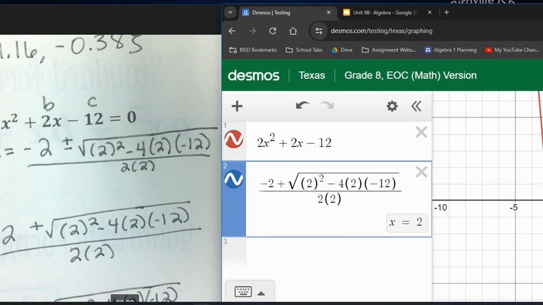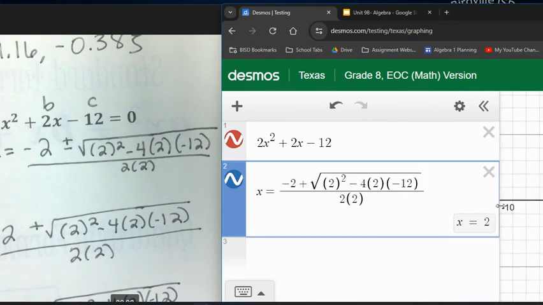Go ahead and do that 2x squared plus 2x minus 12 first. Then put in x equals. Sorry, you can't see it, but make sure you put in x equals on here. You can't see mine because it, there we go. Now you can see it, hopefully.